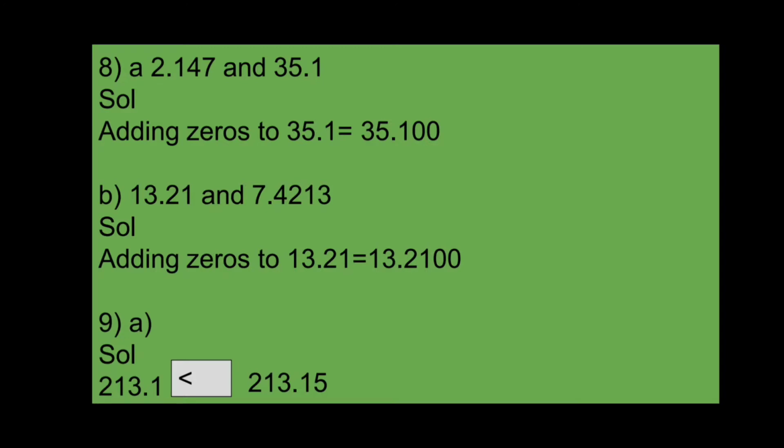Number 9a, in this question you have to put an arrow in that direction to show which one is bigger. If you compare these two numbers, the first digit before the point is 2, next we have 1, next we have 3, after the point we have 1, but here it has 1 digit, it has 2 digits, so you can add a 0 like here. If you add a 0, then 0 will be less than 5, so obviously this number will be greater than this number.